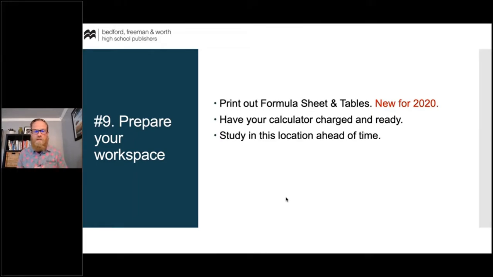And then this is an important one. You want to make sure that in the place where you're going to take the AP exam, you do some studying ahead of time in that room. There's actually plenty of research which suggests that if you study some material in the same context where you'll be taking an exam on that material, you actually retain the information better. So you most certainly don't want to be in that room for the first time on the AP exam day.